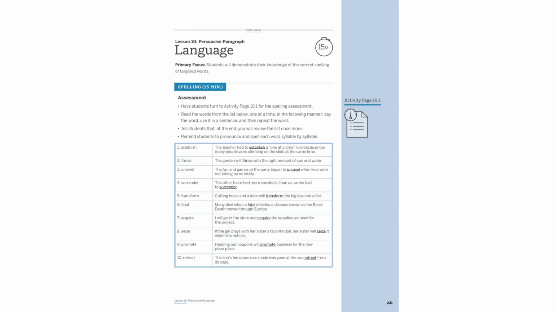Students will demonstrate spelling proficiency by turning to activity page 10.1. Words like establish, thrive, and unravel will be read aloud, used in sentences, and repeated. Emphasize pronouncing and spelling each word syllable by syllable. This method ensures clarity and retention, crucial for mastering vocabulary. After reading the words, review them slowly, ensuring clarity.